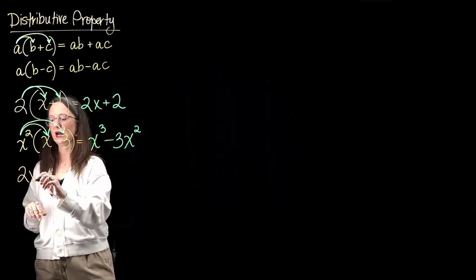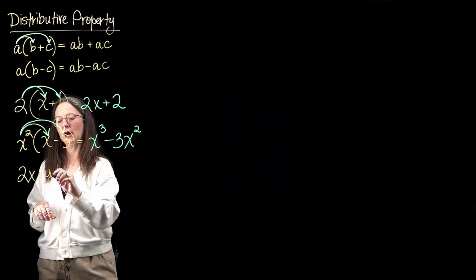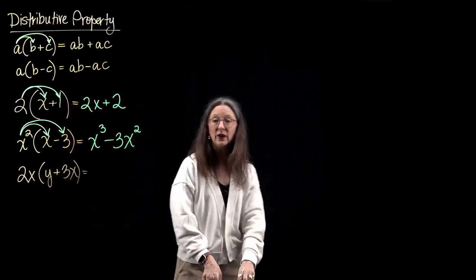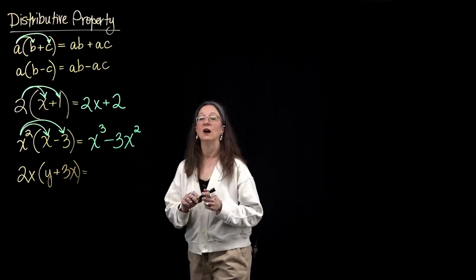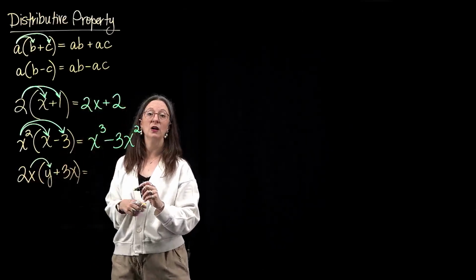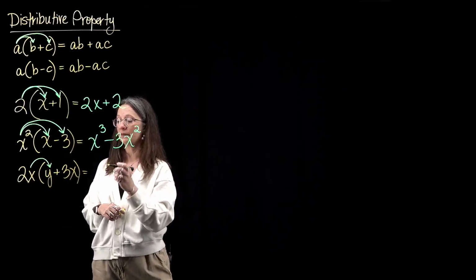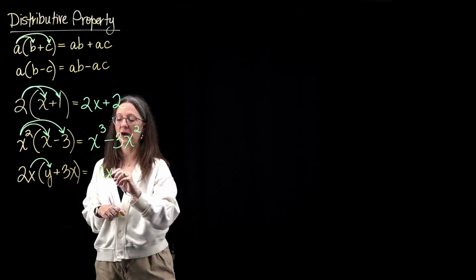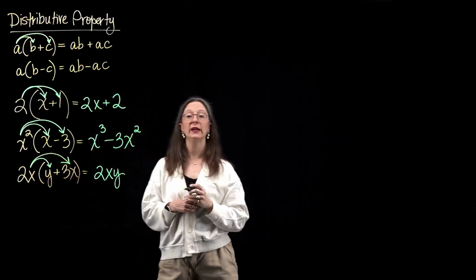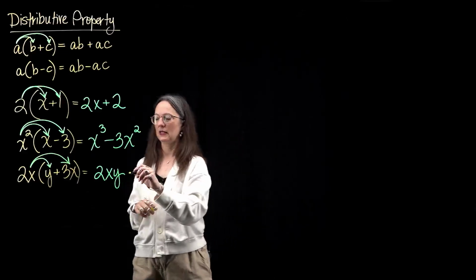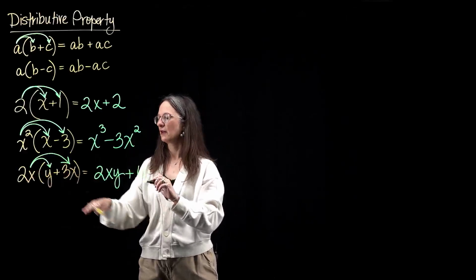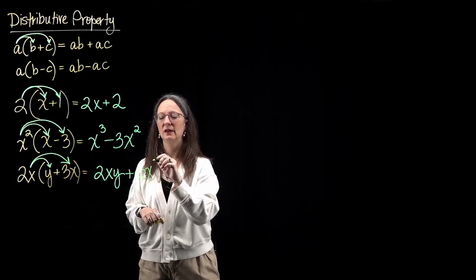So let's say I had 2x multiplied by y plus 3x. Because you may see this with all sorts of variables mixed up together. All right, so 2x is going to get multiplied by y, and I'm going to draw that arc to remind myself that I'm multiplying them together. So 2x times y gives me 2xy. Then 2x is going to get multiplied by 3x. So that's going to give me a positive number. 2 times 3 gives me 6, and x times x gives me x squared.